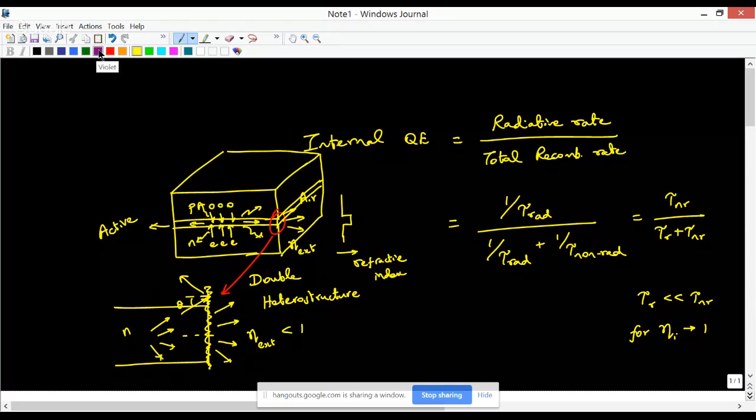Let me just try to show that in a different color. If I am looking at the emission in the vertical direction, the thickness of this active region is only in the order of a few microns. So if you have such a small thickness, then you tend to actually diverge. The smaller the aperture, the more the divergence of light coming from that.